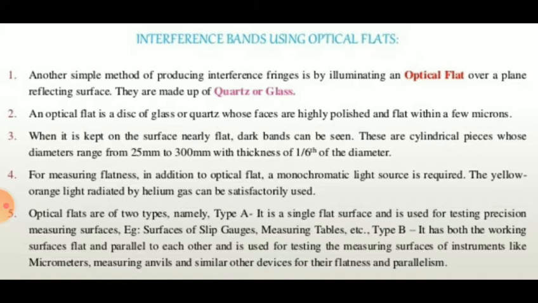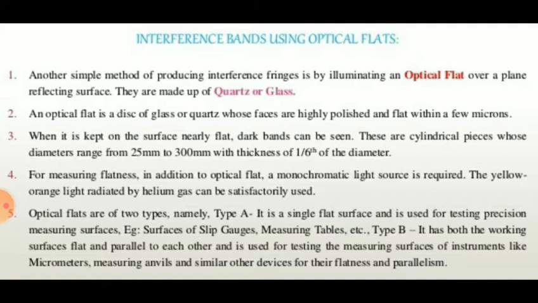For measuring flatness, in addition to an optical flat, a monochromatic light source is also required. The yellow-orange light radiated by helium gas is most satisfactory for use with optical flats. Sometimes the optical flats are coated with a thin film of titanium oxide. This reduces the loss of light due to reflection, which makes the bands more clear. For greater accuracy, the optical flat must be used in an area where the temperature is constant.